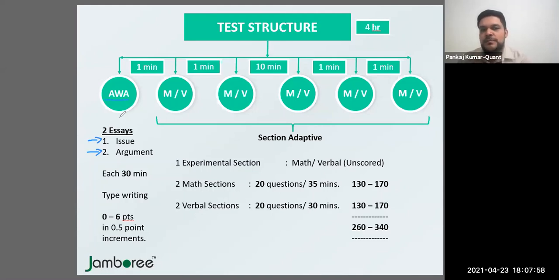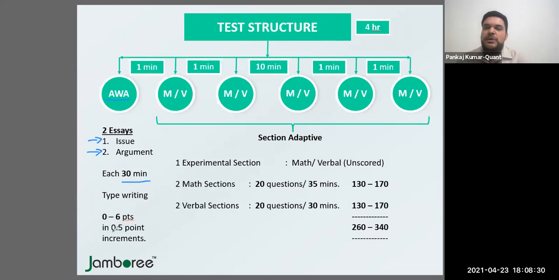You will be writing essays, which means you will be spending 1 hour here. The reason I'm saying 1 hour is that you'll be getting 30 minutes for each essay, and then you will be switching to the next, and that's how one section completes. That's going to be AWA. The full form is Analytical Writing Assessment. Its scoring is going to be from 0 to 6 points, on a 0.5 scale.